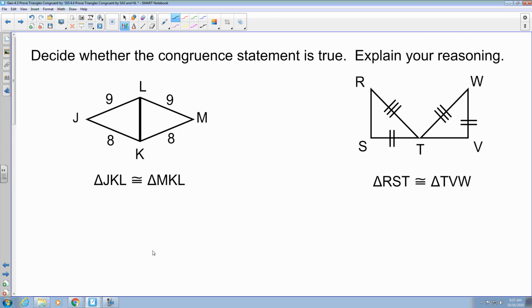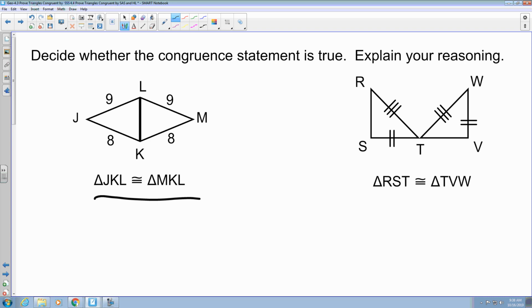Here, they're asking us to decide whether the congruent statement is true. We need to explain our reasoning. So first things first, especially when they give us a diagram and they either give us actual measurements or hash marks, we have to first make sure that the congruency statement that they give us is consistent with how it is lined up in the diagram. So if you look at this example here, they're saying triangle JKL is congruent to triangle MKL.